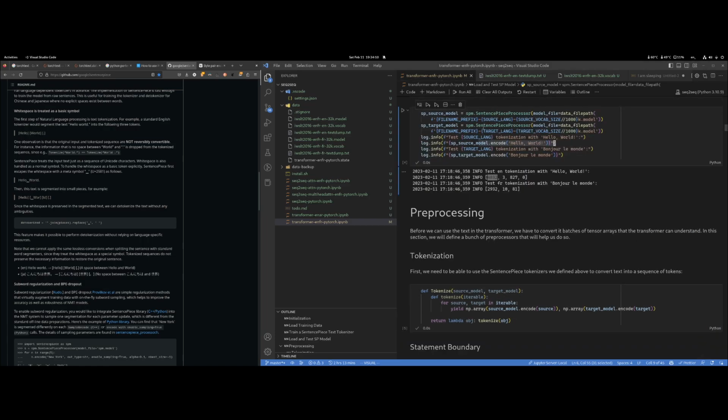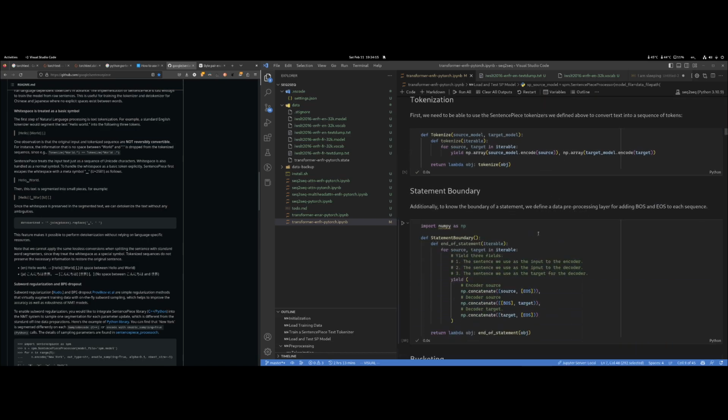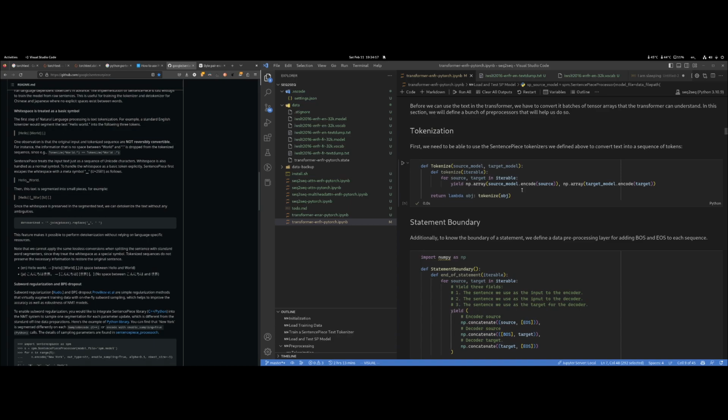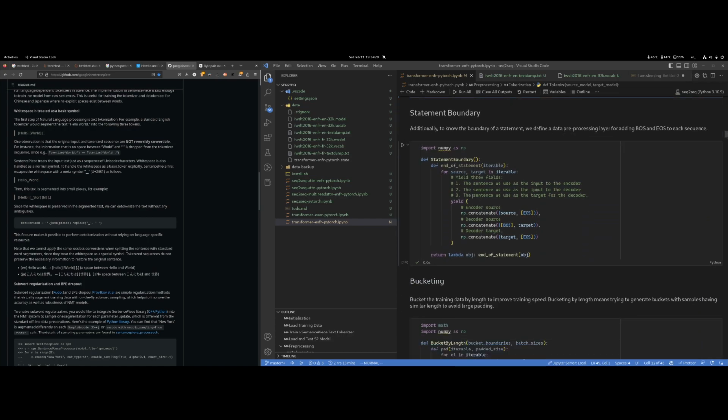Okay, let's continue. After that, now we can see that we have a tokenizer. We can start with the process of building the model. We have a token function that takes an input sentence and just uses the source model we built in the tokenizer process. The other thing we want is what we call a statement boundary. When you want to generate a statement, you want your model to tell you when it reaches the end point, the end of the sentence.